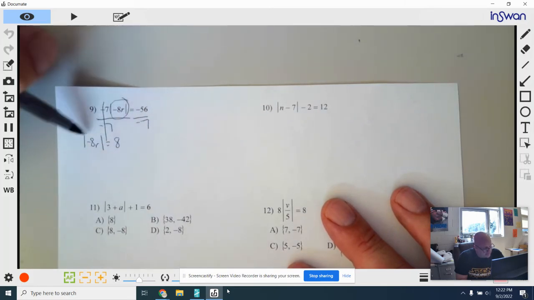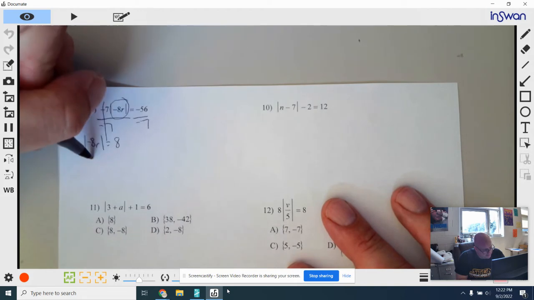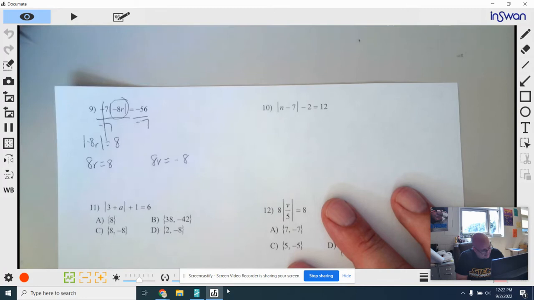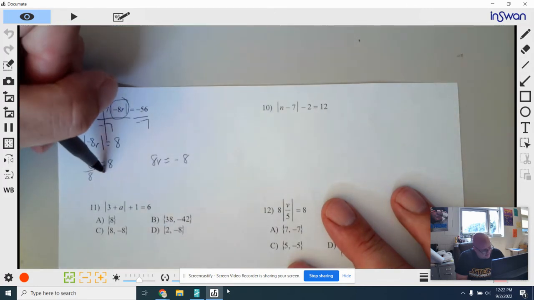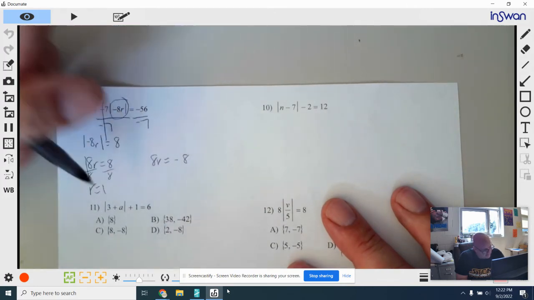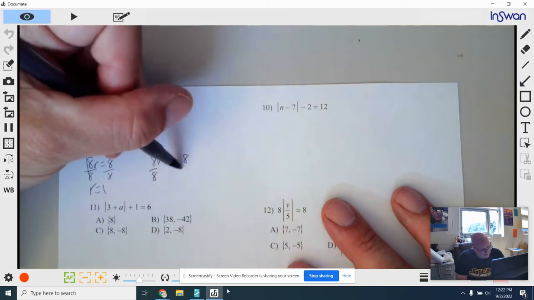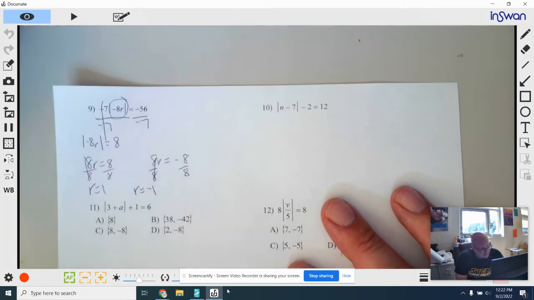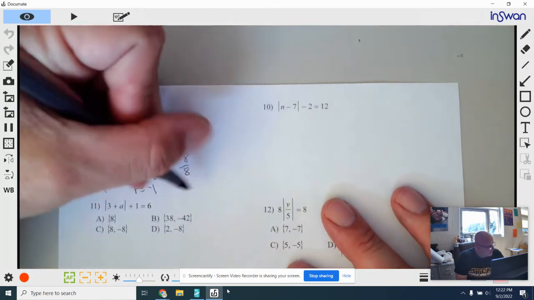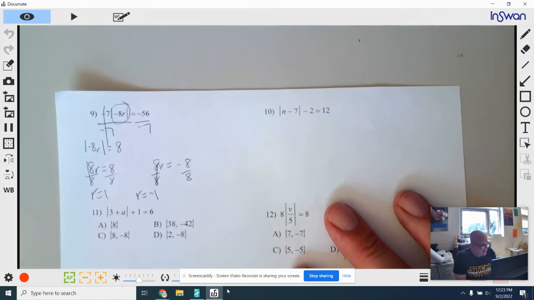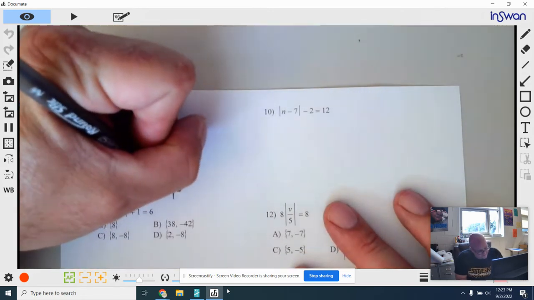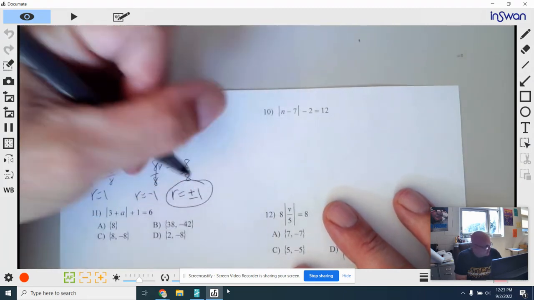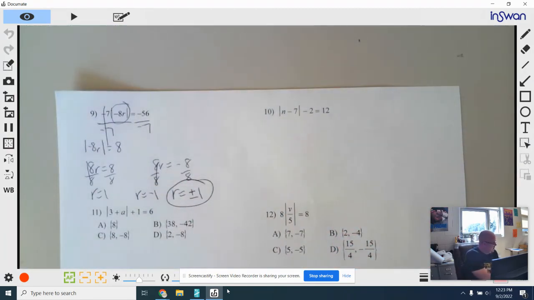Okay, now this bracket is isolated, so you're ready to write two different problems with it. So 8r equals 8, and 8r equals negative 8. Okay, divide by 8 to both sides. We get r is equal to 1. Divide by 8 over here, and you get r is equal to negative 1. So I can take that, I can plug it back in, see if it works. But I know that this one is going to work. And since I have that r equal to positive 1 and a negative 1, I'm going to put r equals plus or minus 1.